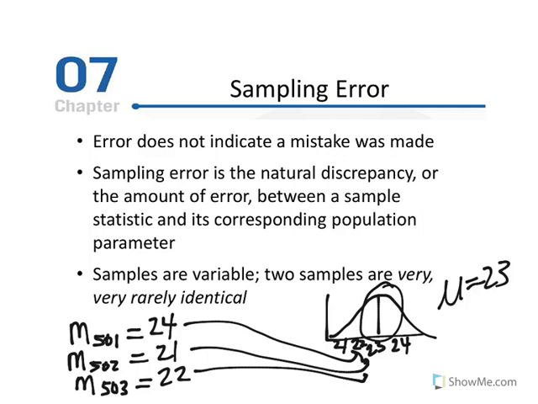Sampling error refers to, again, the natural discrepancy between the sample statistic and the population parameter, the sample mean in comparison to the population mean. Samples are variable. Two samples are very, very rarely identical. So again, I can take sample after sample. I could take my colleagues' average age of their classroom, and I can take all of these samples, and it would be rare that the average would be identical. So again, sample means will differ from each other, and sample means will differ from the population mean.